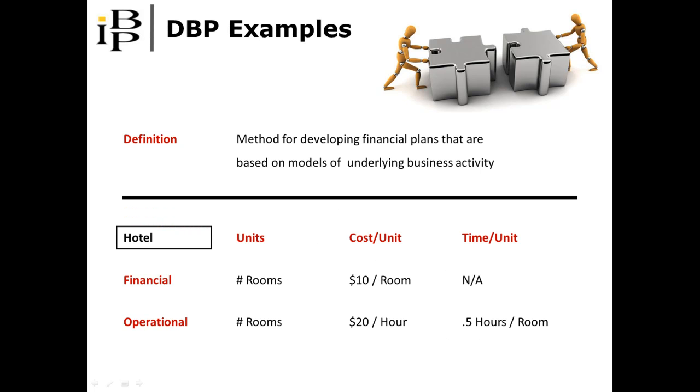Let's look at an example of driver-based planning. Most driver-based models use some sort of variation of a unit times rate approach. For example, if a hotel were planning on the cost of cleaning rooms, they might use the financial example. Here, the number of rooms is multiplied by an estimated cost per room. If they wanted to use a more operational approach that forecasts a headcount, they might use the second one. In this case, the number of rooms would be multiplied by the time per room and the hourly cost of cleaning.